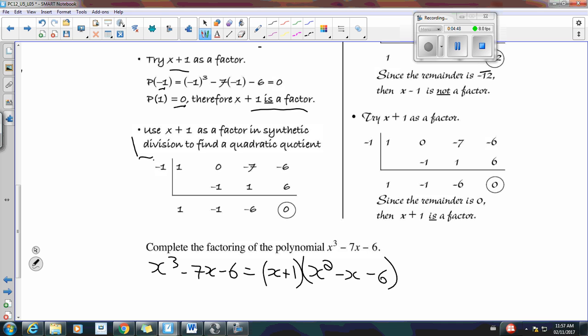To complete the factoring, we need to factor this quadratic if possible. Sometimes it won't be possible, and then you'd stop at this stage. Sometimes you could use the quadratic formula, like we'll do in a couple of examples here, to help you finish it off. But this one's easy to factor. Multiply to negative 6, add to negative 1 would be x minus 3, x plus 2. So now we have fully factored.